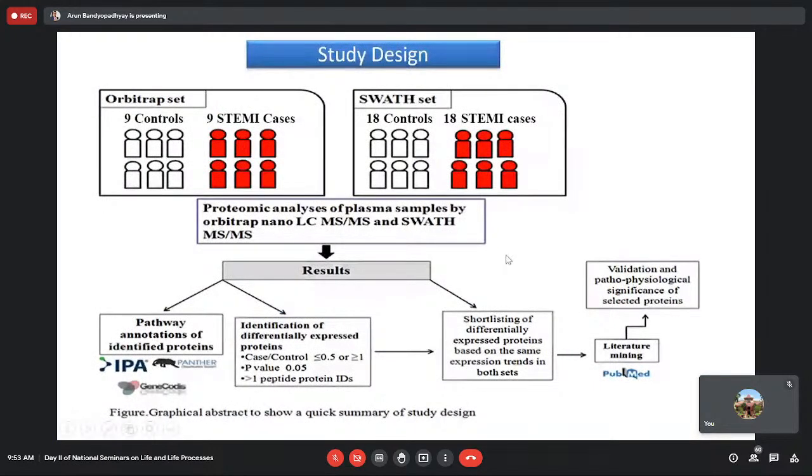Now I come to the case-control design of the human proteomic study. We have 9 controls and 9 STEMI cases, the MI cases. We pooled them separately and subjected them to Orbitrap mass spec and, at the same time, SWATH analysis. SWATH is a powerful mass spec which can be utilized for quantitation, and Orbitrap is utilized for relative quantification. We conducted the mass spec, analyzed the data with computational methods, and validated by wet lab experiment.